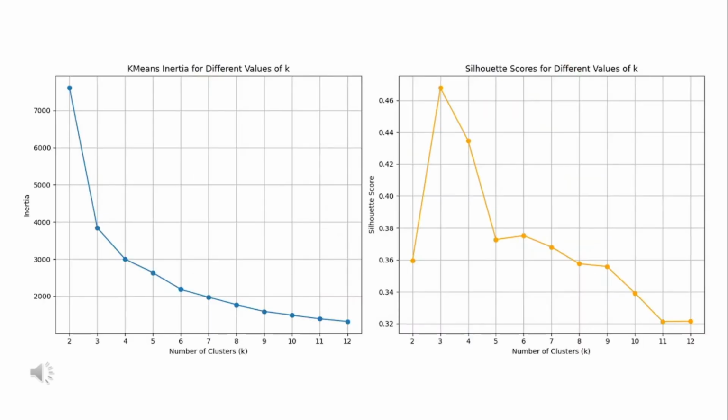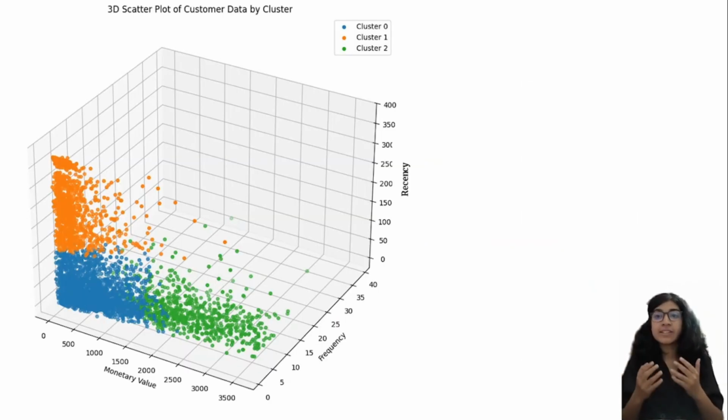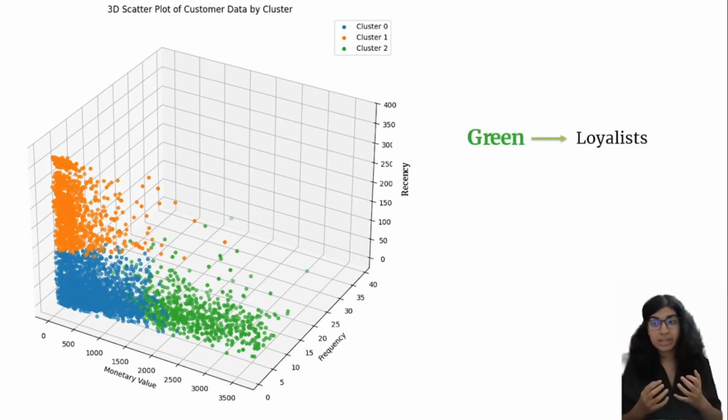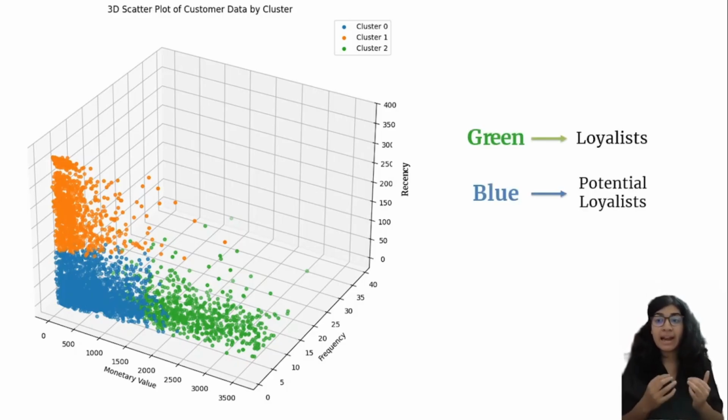The elbow method along with the silhouette score analysis showed that K equals 3 would be a good fit for clustering this dataset. These are our clustered data points. The green group are our high-value loyalists. They spend the most money and visit frequently. The blue group are active but spend small amounts. They are potential loyalists. They just need a nudge to buy more.